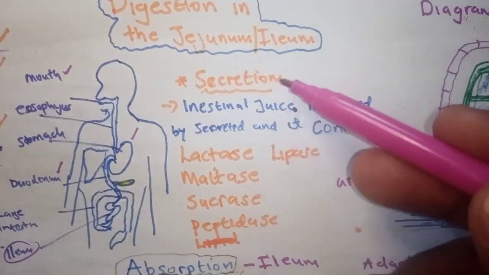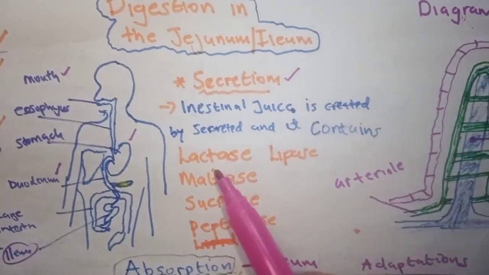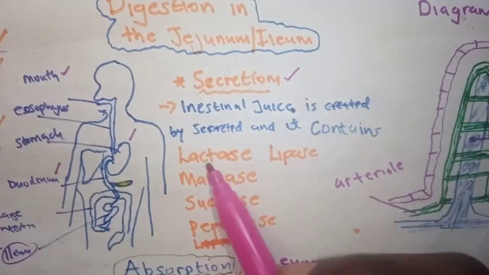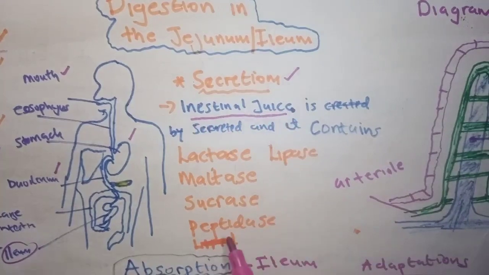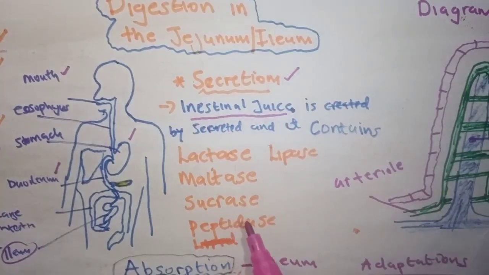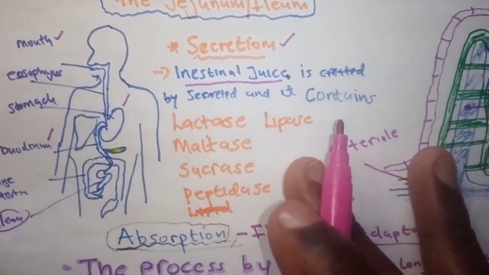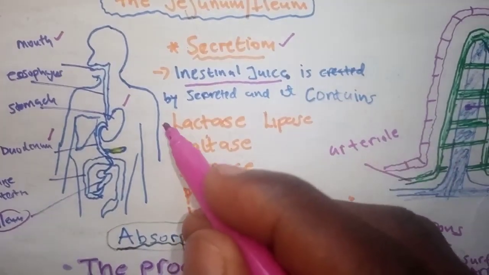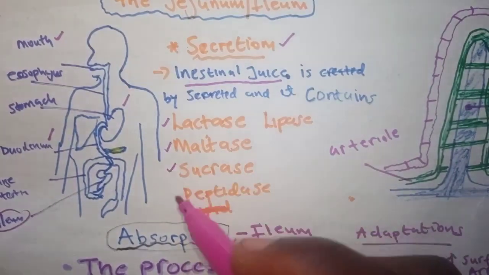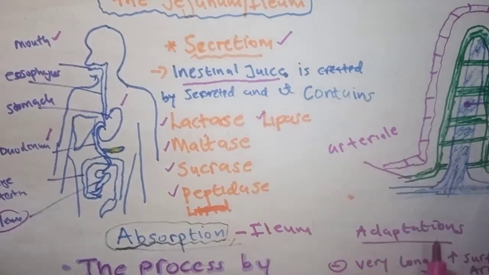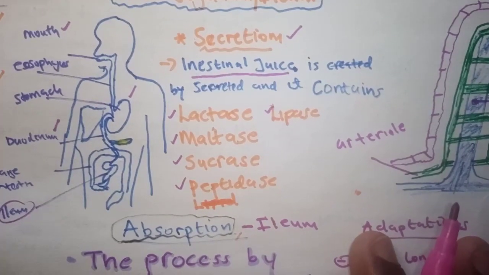So when you are discussing digestion, you need to understand the secretion. The secretion here is secreted by the intestines, and it's called intestinal juice. This intestinal juice in the ileum will secrete these enzymes: lactase, maltase, sucrase, peptidase, and lipase. So let's just look at what happens here during digestion.